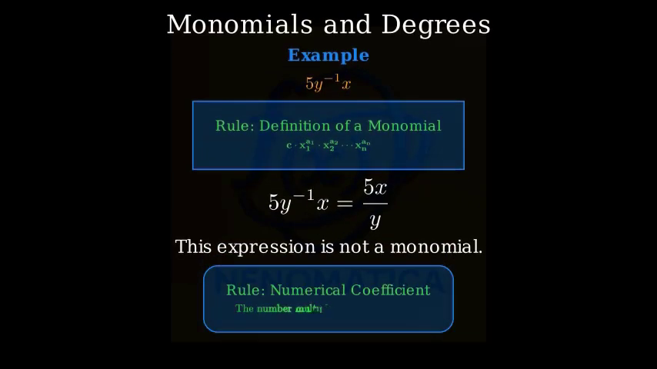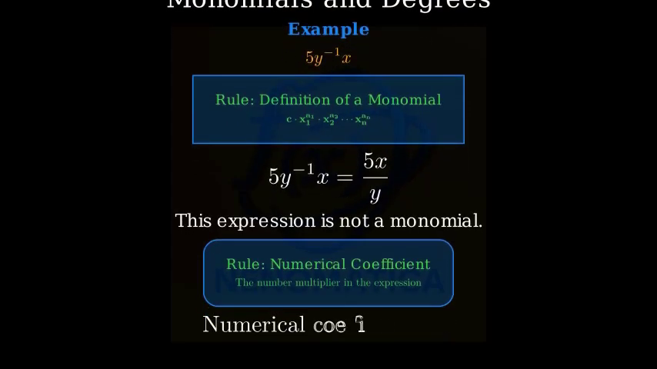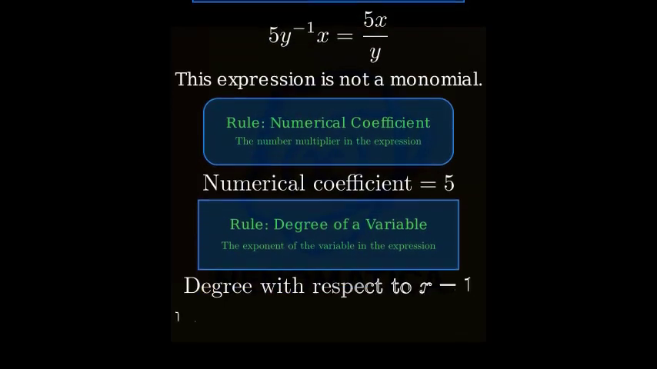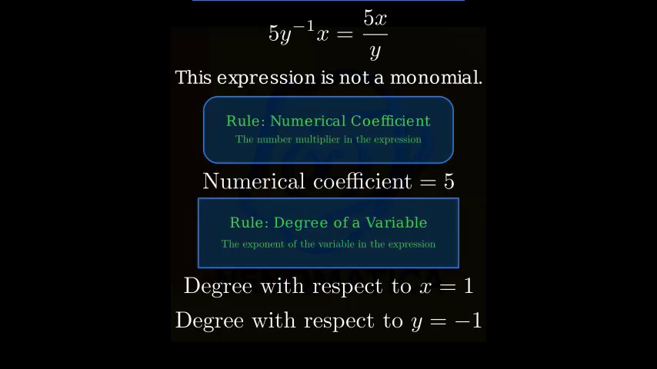The numerical coefficient is the number multiplier in the expression. In our expression, 5y to the power of negative 1 times x, the numerical coefficient is 5. Now, let's determine the degree with respect to each variable. The degree of a variable in a monomial is the exponent of that variable. In our expression, the degree with respect to x is 1, since x appears with an exponent of 1. The degree with respect to y is negative 1, since y appears with an exponent of negative 1.